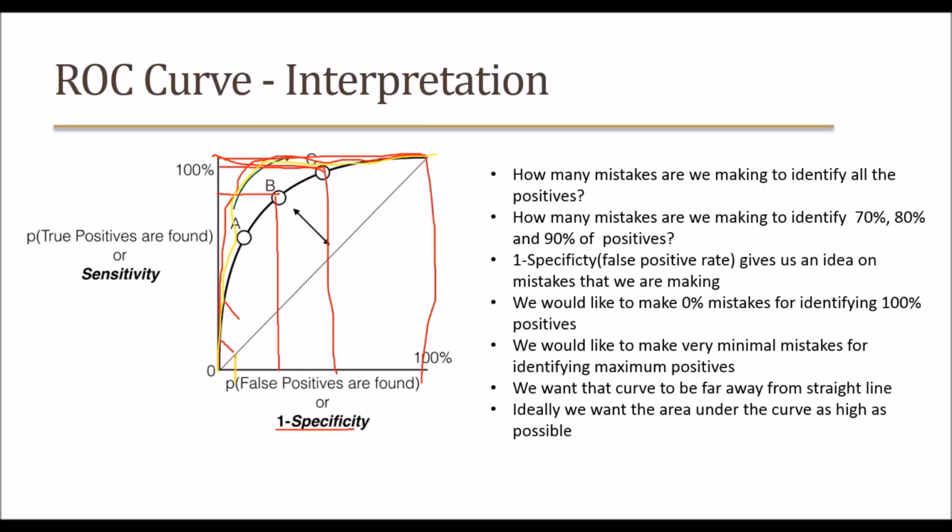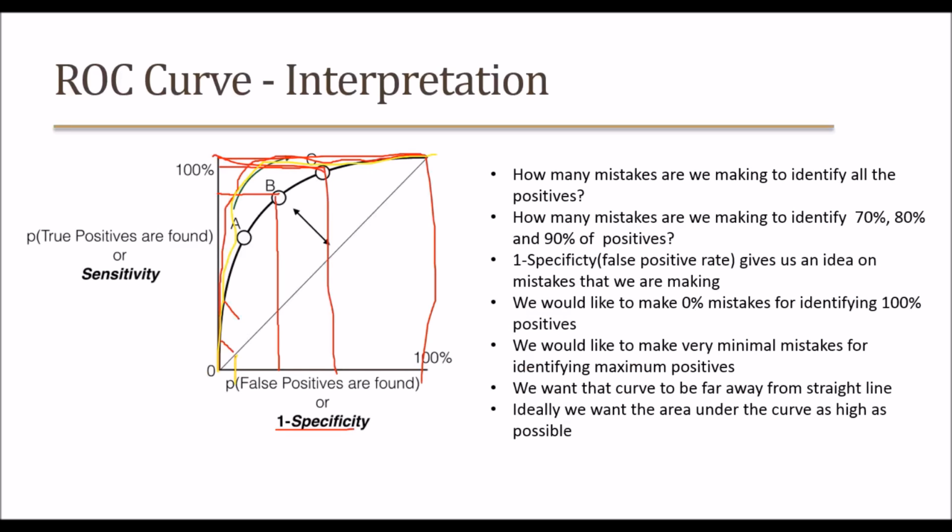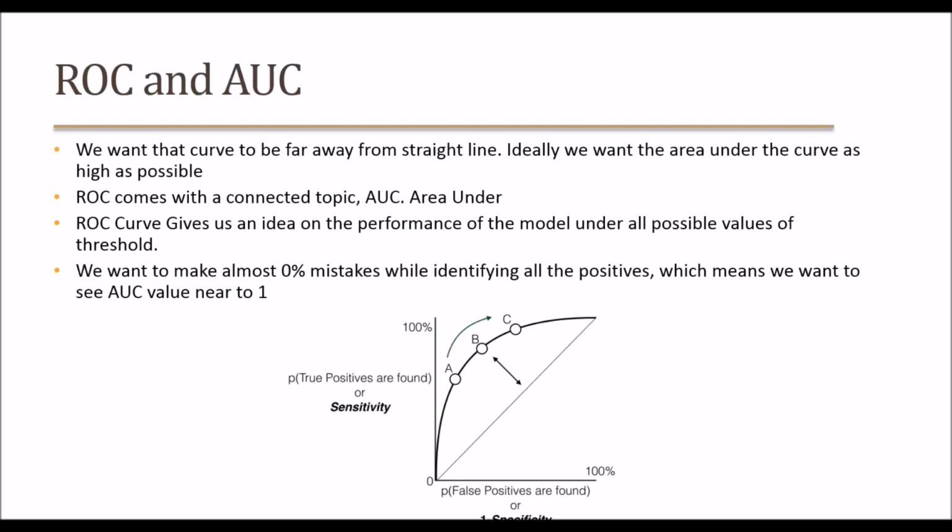So we want this area under the curve to be really high for a good model. An indication of a good model is that for ROC, the area under the curve needs to be really high. Now that comes with a connected topic called area under the curve. Just ROC standalone, yes, we can interpret the ROC, but to quantify the real accuracy of the model, we have to look at the area under the curve of the ROC curve. So it is ROC and AUC, the area under the ROC curve.